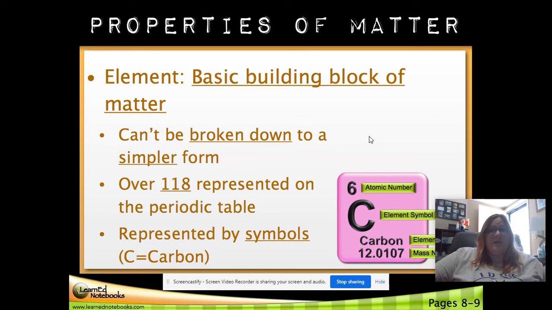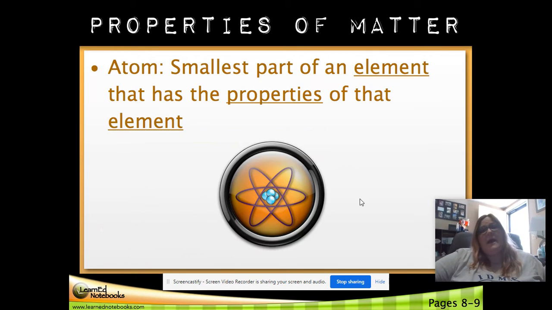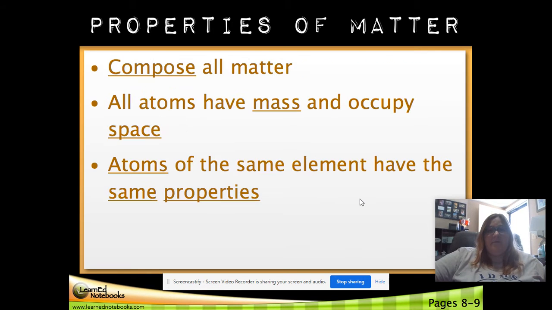Remember, if you take an atom away from the element, it becomes something else. So carbon has 6 atoms. Take one away, now it has 5, it becomes boron. Okay, you cannot break it down. An atom is the smallest part of an element that has the properties of that element.